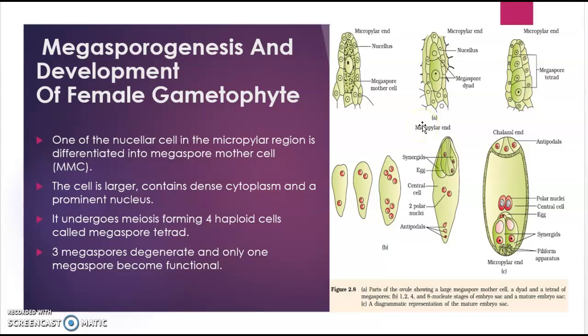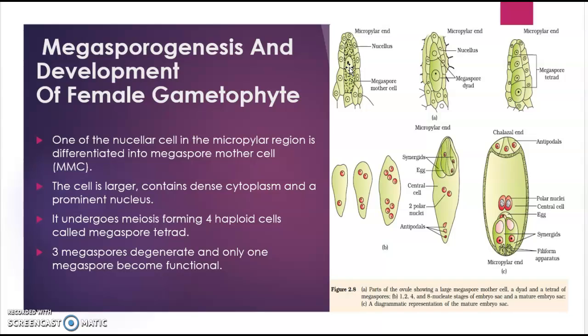The process of formation of the embryo sac from a megaspore is known as megasporogenesis. And how does megasporogenesis, or development of the female gametophyte, occur? Here you will see that in the nucellus region, one of the nucellar cells is bigger in size, and this is also known as the archesporial cell or megaspore mother cell. In this cell, one nucleus is present.